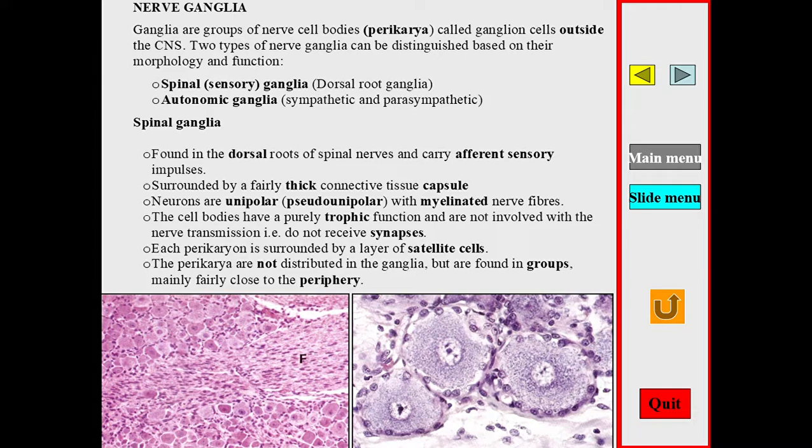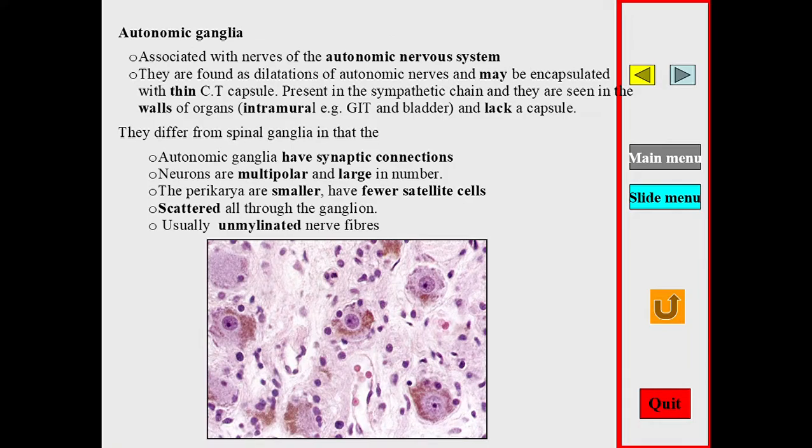And the ganglia is usually surrounded by a thick connective tissue capsule. Again, they are distributed on the periphery of the ganglia. They do not form synapses, so the neuronal cell body has a trophic function. They are pseudo-unipolar neurons, and the ganglia is all through surrounded by a connective tissue capsule. The second type is the autonomic ganglia, whether it is sympathetic or parasympathetic.